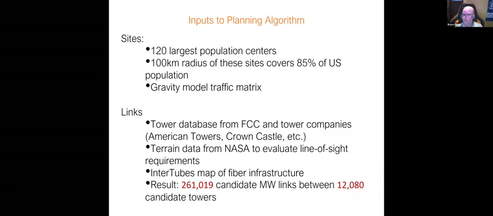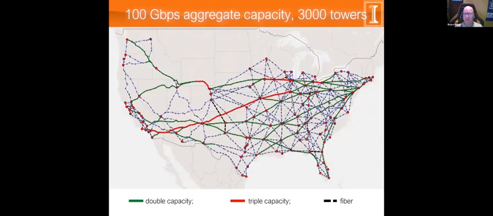We got terrain data from NASA, so we knew where every mountain and hill was. We also got a map of all the fiber in the US, and this was produced by a different group of researchers as part of their Intertubes project. We needed to know that in some places we're only using existing towers, we're not going to build new ones. In some places we might have to fall back to fiber, but not too often. And so the result is, here's an example network that has 100 gigabits per second aggregate capacity.